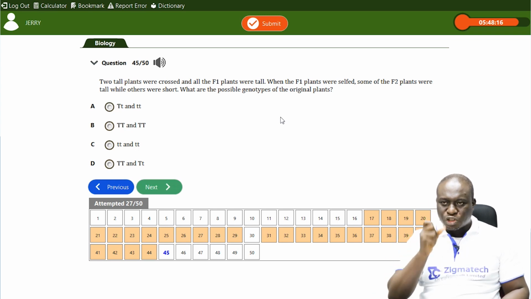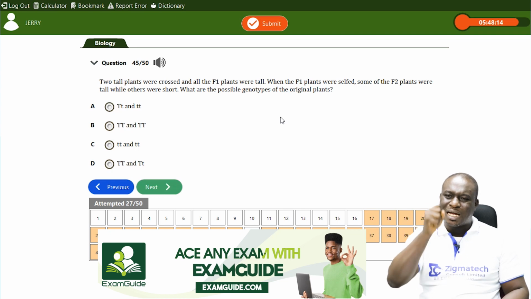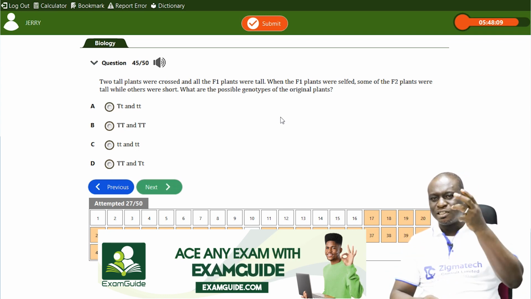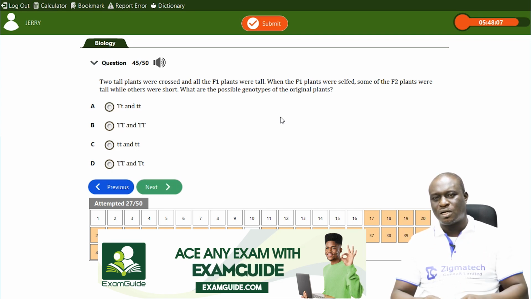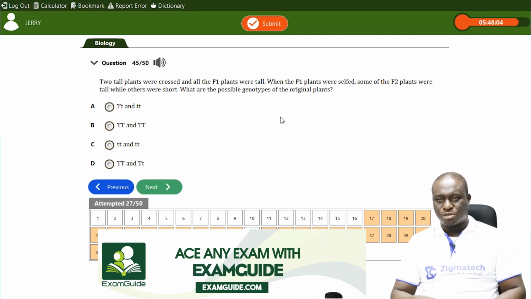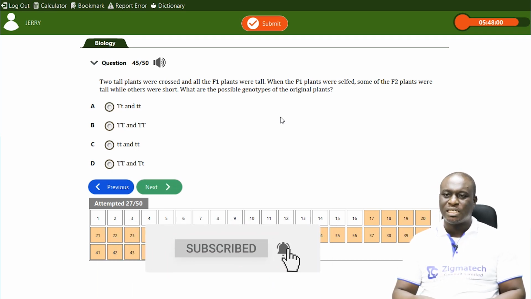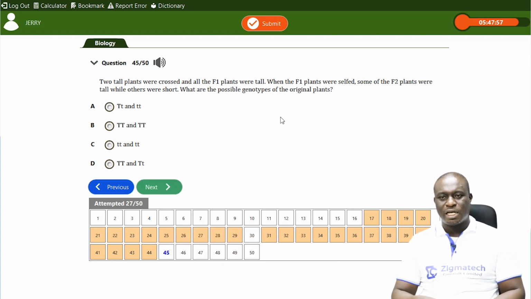So the possible genotype of the original plant, that's the two tall plants, is not among the options. The correct one is supposed to be big T small t, big T small t. It is not option A. Option A says big T, small t. Option B says big T. Option C says small t, and option D the same. So for me, the correct answer for this particular question is not given in the options.